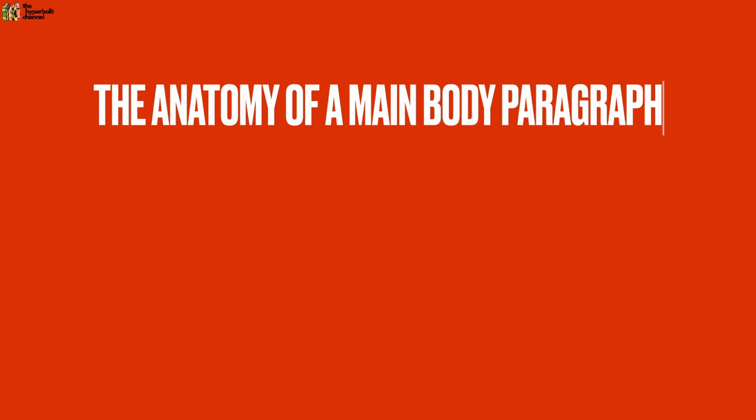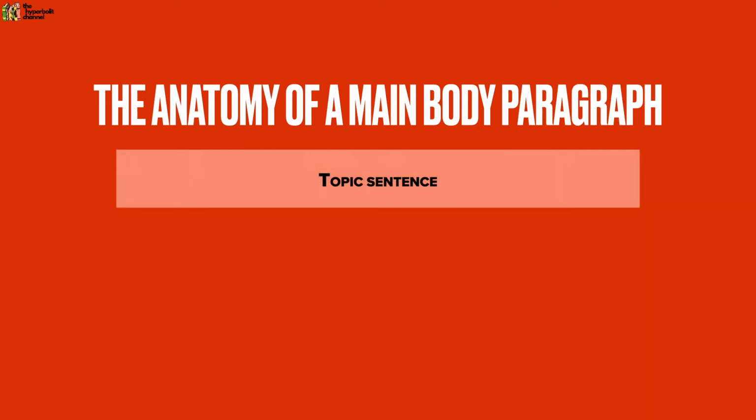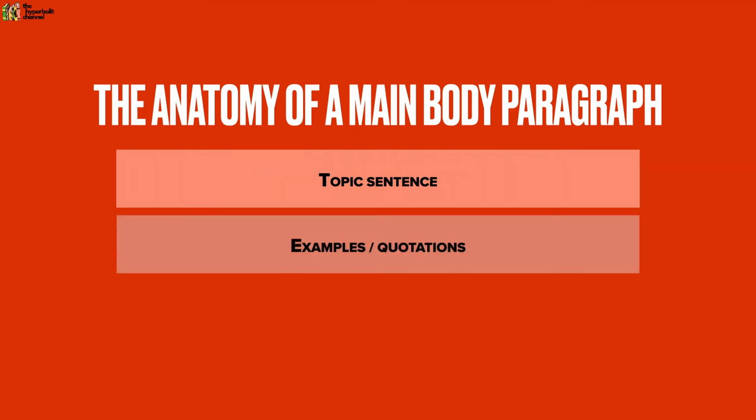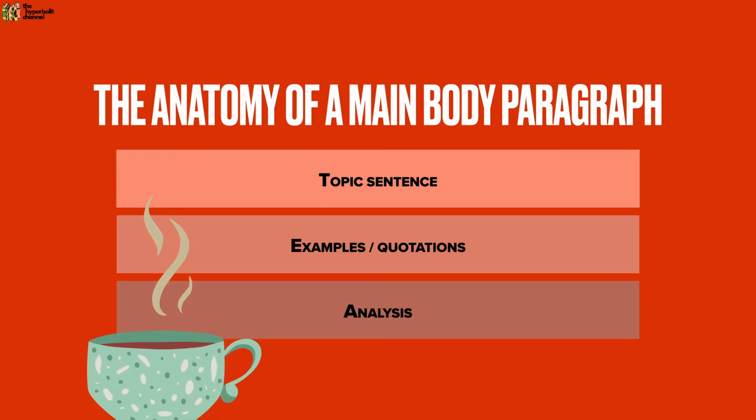So now we move on to the main body paragraph, right? Any main body paragraph would be made up of a topic sentence, examples or quotations, and also analysis. As a mnemonic, you can remember it as the TEA structure: topic sentence, examples, and analysis.